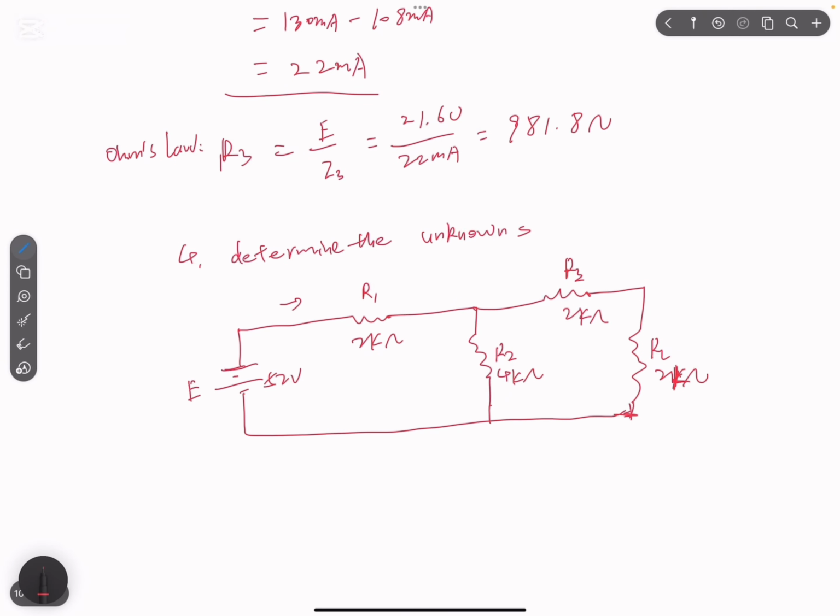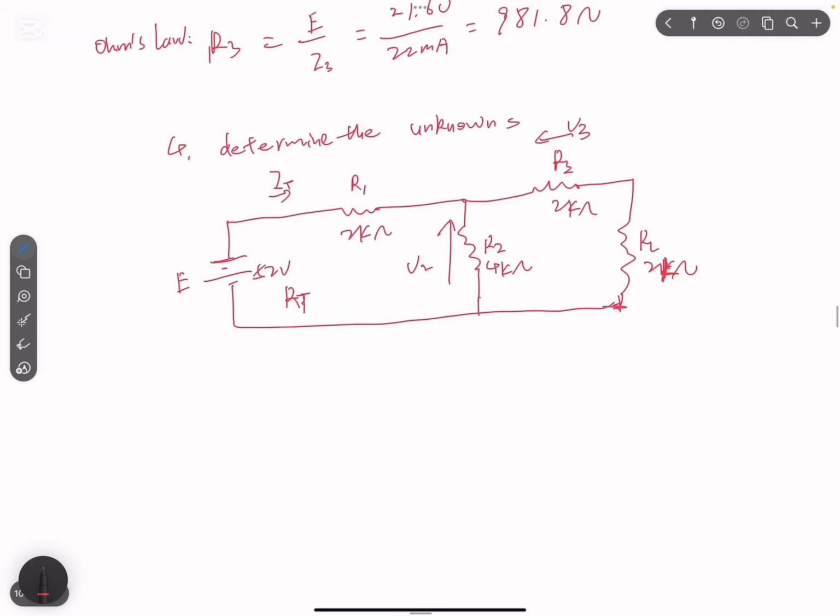So this will be IT. This will be V2. And this is V3. And we have RT here. So this is a combination circuit.